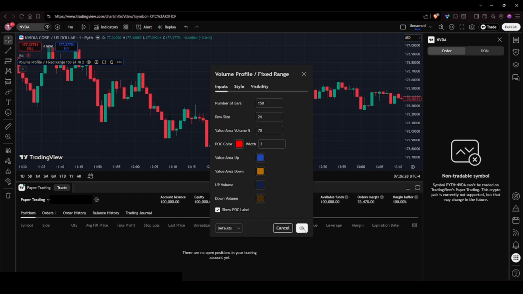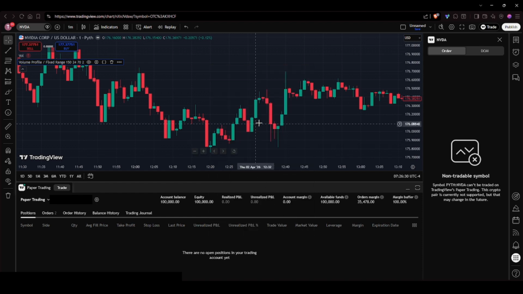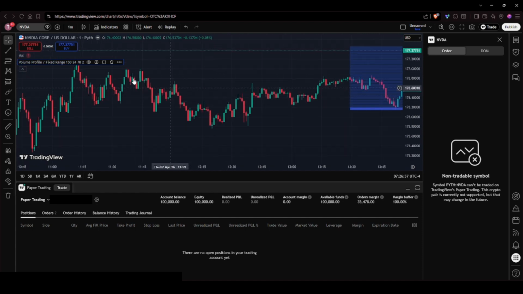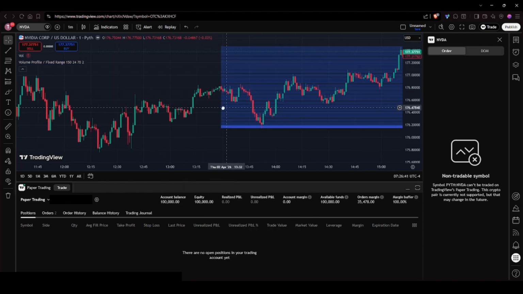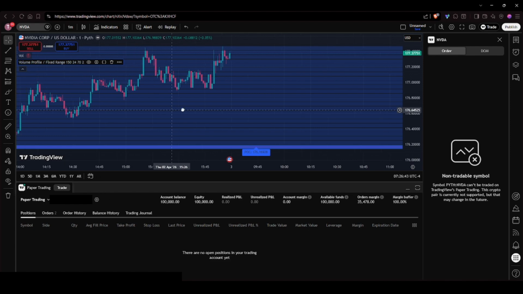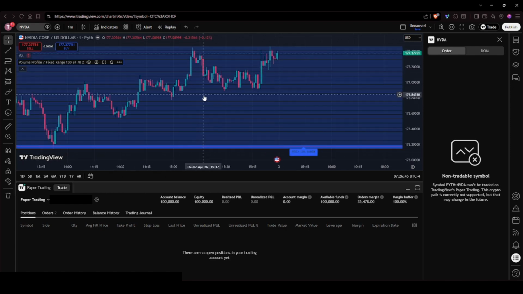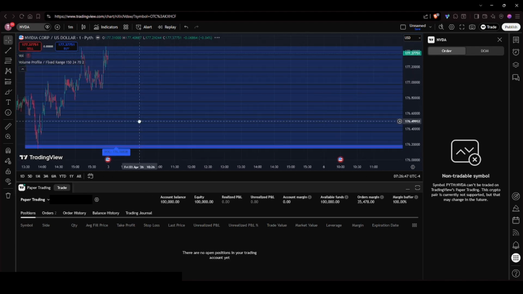Finally, remember to adjust the settings of the volume profile to fit your trading style. You can change parameters such as the period you're analyzing, style of the histogram, and visibility on different time frames. Experiment with these features to see how they impact your trading analysis. By integrating the volume profile into your trading routine, you will gain a deeper understanding of market dynamics and improve your ability to make informed decisions.